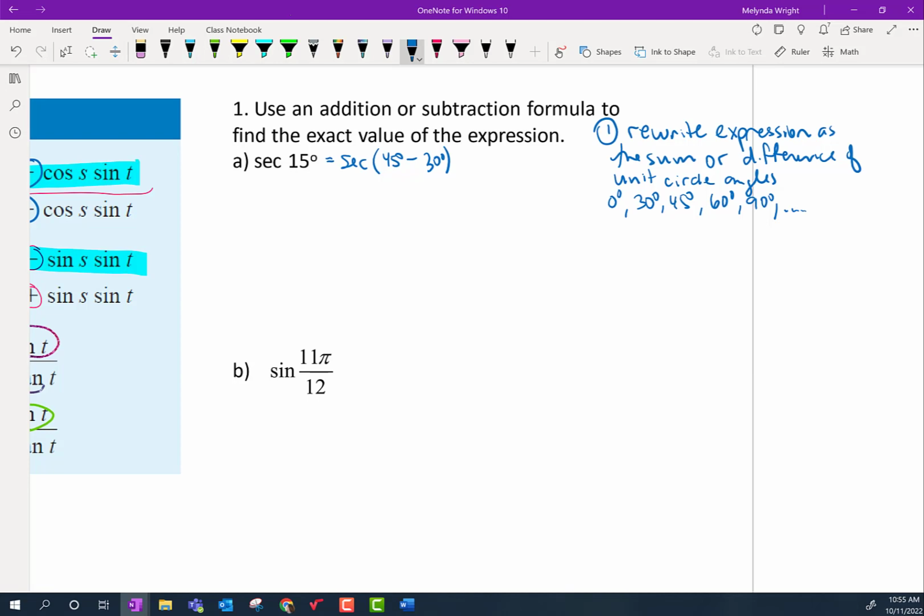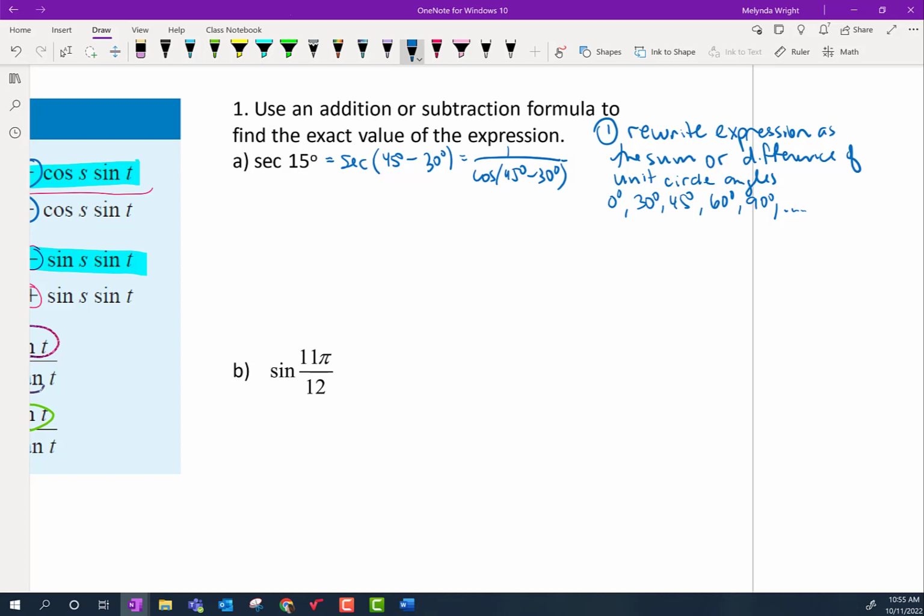Now, this extra step is because we don't have addition subtraction for secant, but we do for its reciprocal. So we're going to rewrite it using a reciprocal property. And this is just because it's secant. So I'm going to change this to 1 over cosine of 45 degrees minus 30 degrees. Okay, so we've finished step 1. It needs to be cosine, sine, or tangent. Those are our only options. Those are where we have our addition subtraction properties.